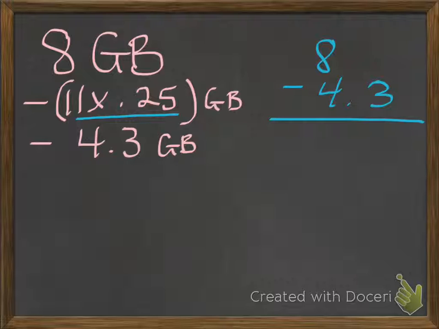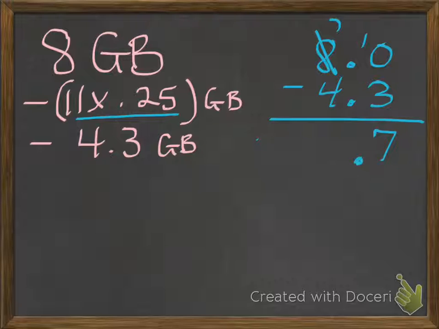And since I know that 8 is the same as 8.0, I'm going to go ahead and put that there to make it a little bit easier for me to see. Okay, so I have 10 minus 3, or 0 minus 3, can't do that, so I'm going to have to borrow a 10, and 10 minus 3 is 7.